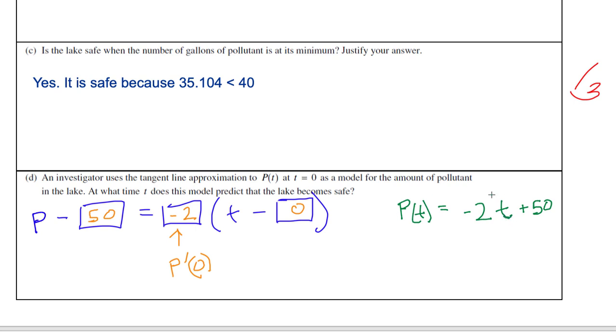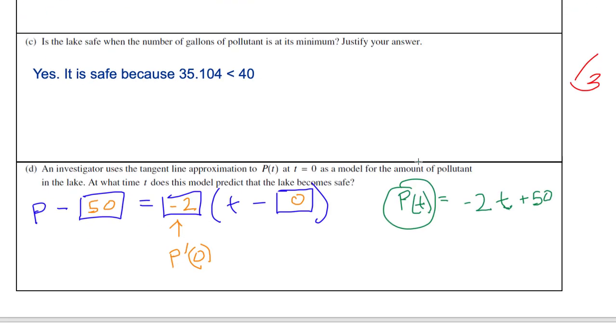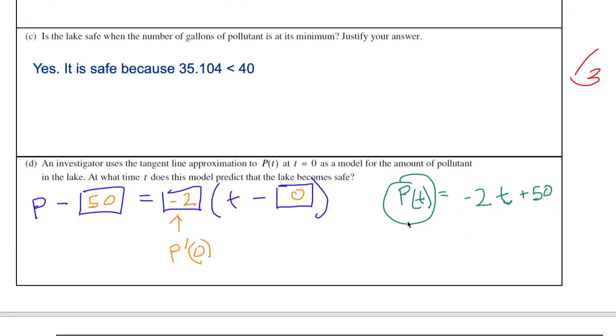There's our model. And when does this model become safe? So when does this amount of pollutant become 40 or less, right? That's what it means to become safe. So I come back down here and say, okay, well, oh, you already solved it? I figured that you need to subtract 10 from 50 to get 40, so you do -2 times 5 to get to -10. That is very correct. So if I subtract, I get -10 is equal to -2t, and then finally t is equal to 5. So at time t equal to 5 days, it predicts that the lake will become safe.